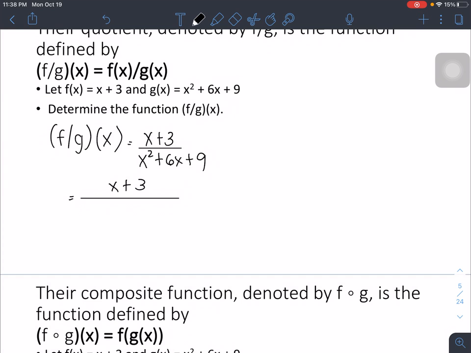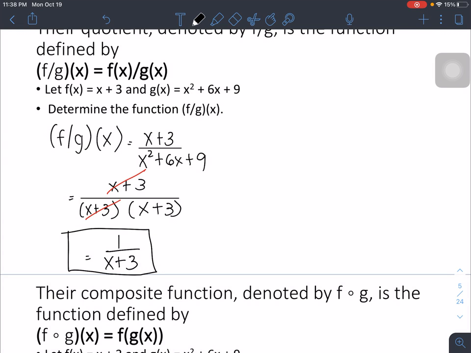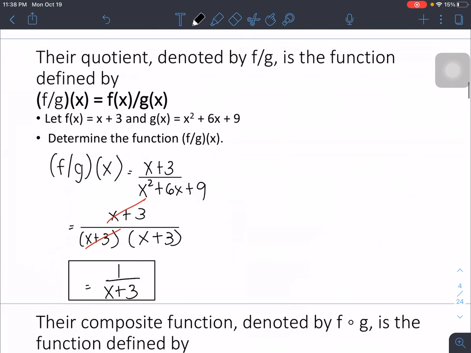and x squared plus 6x plus 9. It could be factored into two binomials, so it is equal to x plus 3 and x plus 3. So x plus 3 divided by x plus 3, I would like to cancel out one since they are similar in value. So the answer will be 1 over x plus 3. This is how we do the division operation.